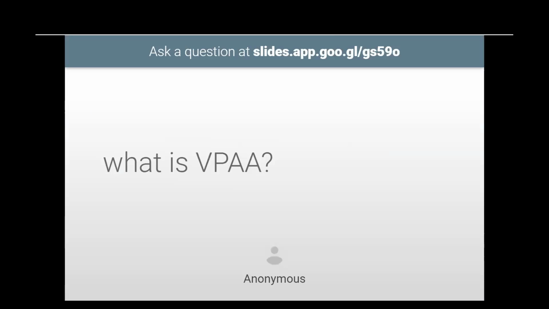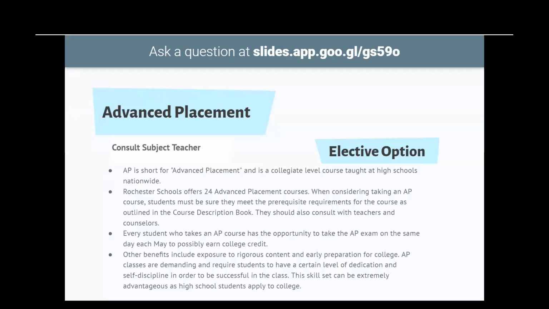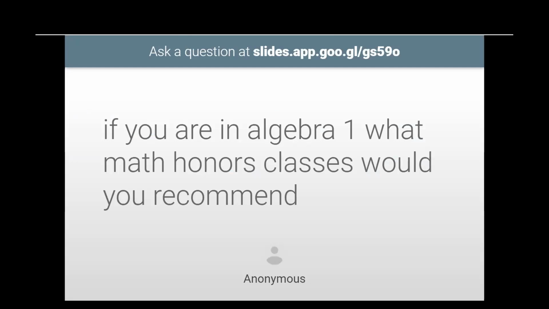Another question, what is a VPAA? I think I covered that, but I'll say it again. In your course description book, in our registration packet, in your Google Classroom, you'll find the full list, okay? If you're in Algebra 1, what math honors class would you take? Well, hopefully some of you saw that math sequence. The next one you would take would be geometry. So that could be regular geometry, or you could take the honors.